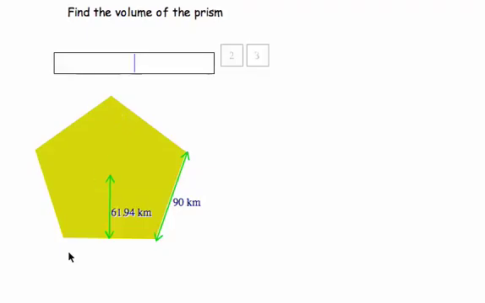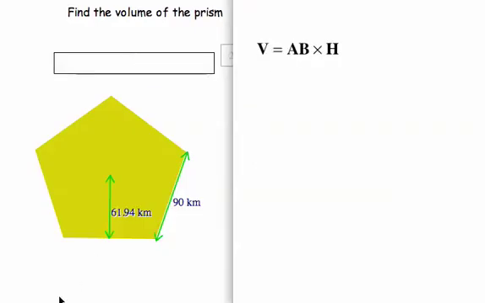We want to find the area of one of those triangles and multiply by 5. So it would be 90 times 61.94, divide that by 2, that's the area of one of the triangles, and we multiply that by 5. Okay, we can do it that way, or we have a nice shortcut. So the volume is area of the base times the height.